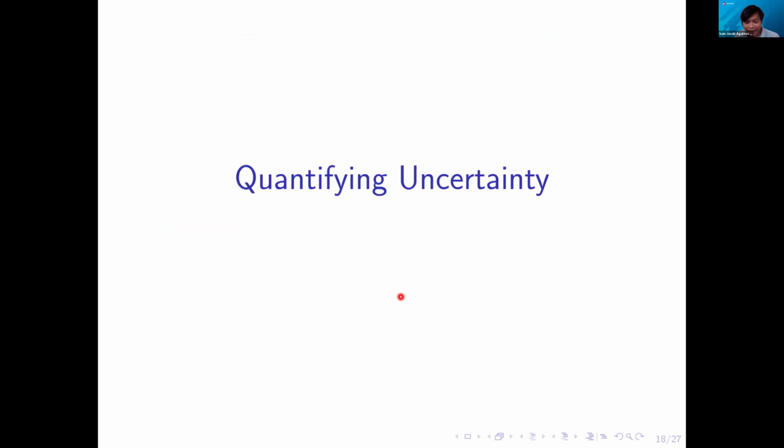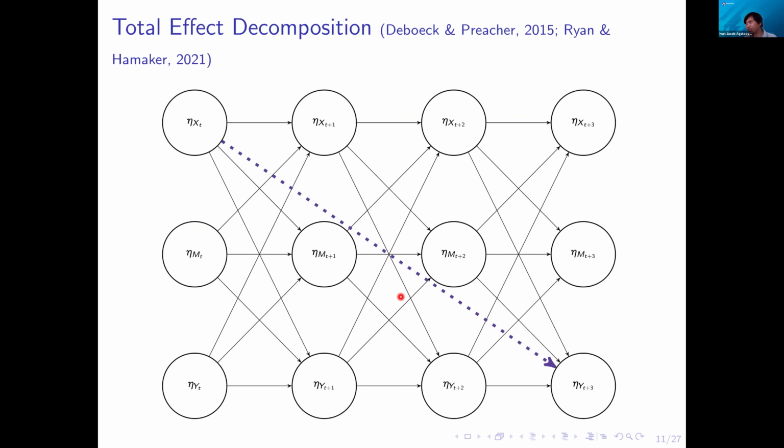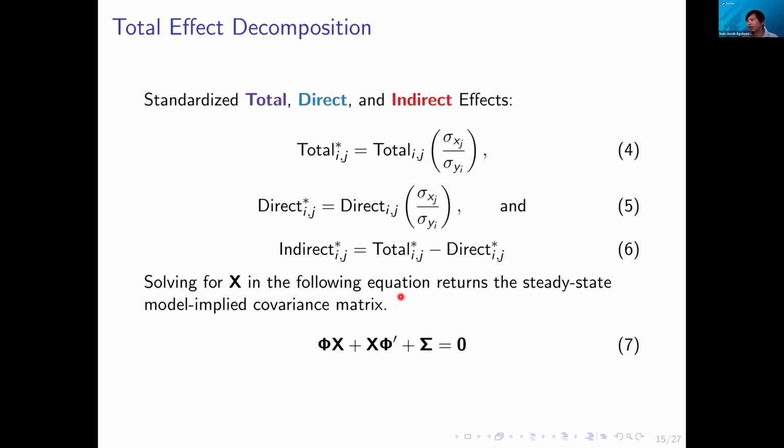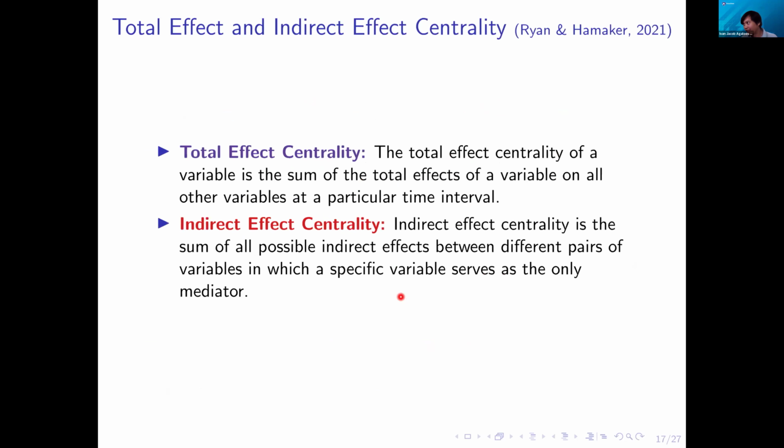That's well and good, but it's actually important for us to quantify the uncertainty associated with our estimates, right? So it's not enough in the social sciences for us to say, oh, we have this total effect, direct effect, etc. And we can see it here, right? We can just plot it like this. But we also have to be able to quantify the uncertainty associated with these particular estimates, right?